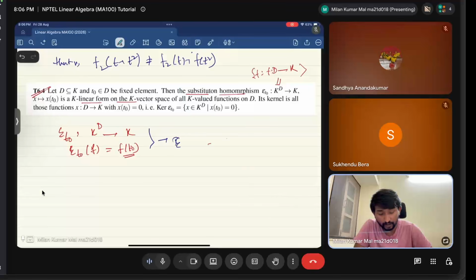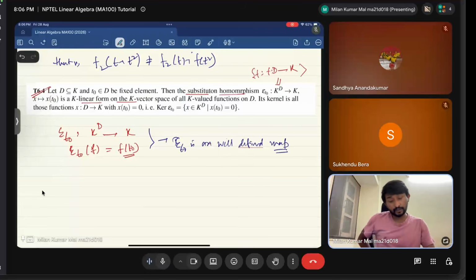This epsilon T naught is a well-defined map. But do I have to prove this is a linear transformation, or is it given? The substitution homomorphism is a K-linear map, a K-linear form, because whenever a linear map takes values in the field, that is called a form. A form on a K vector space, on the K vector space of all K-valued functions on D. Its kernel is the function.